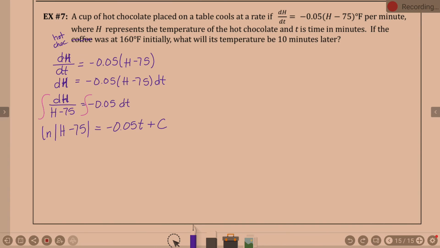Now, if I'm trying to solve this for h, this is what I call left, right, middle. If you've got other ways to get there, then that's fine. If I do left, right, middle, e to that right side is going to equal h minus 75, yes? I'm going to write it as h minus 75 equals e to the negative 5/100 t plus c.